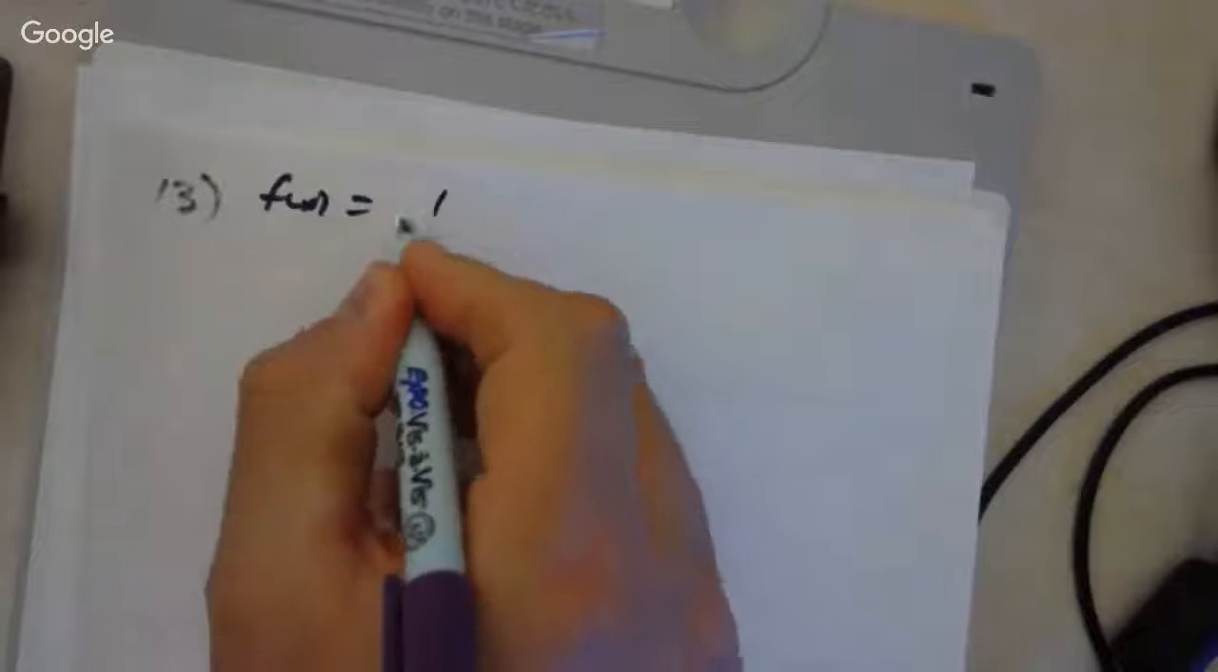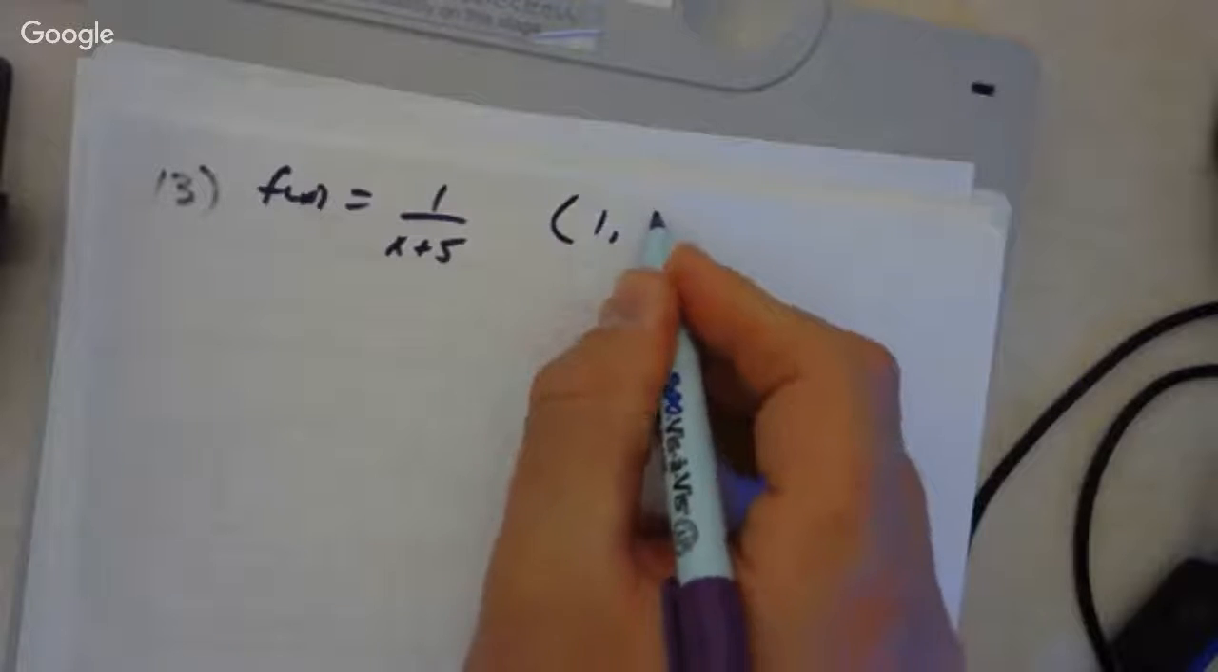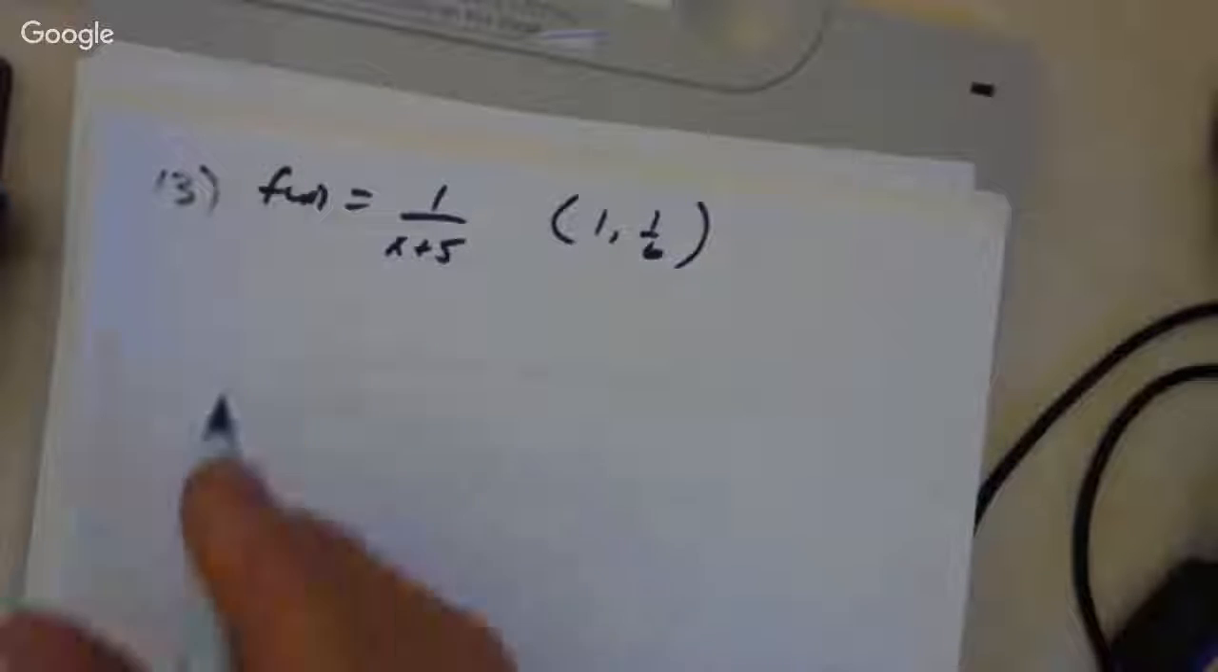13 is really just a fractions property review. Let's look at 13. We have f of x is equal to 1 over x plus 5. And we need to find f prime of 1. Now remember, I did show you how to do this on the calculator last time with a point, right? I did not show you with a function. I will do that with one of the problems. So let's take a look.